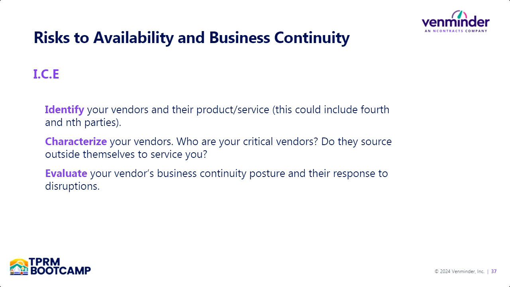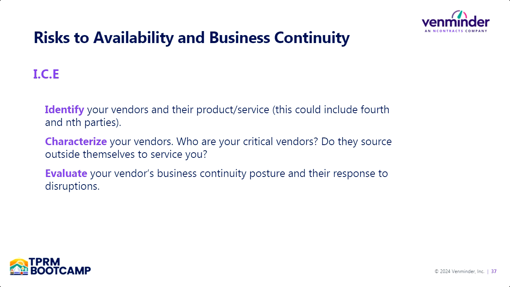So this is my own little acronym that I like to use when we're talking about availability and business continuity, when trying to figure out who do I need to really be looking at, and it's ICE. So identify your vendors and their product and service. This could also include your fourth and end parties, right? And then characterize those vendors. What are your critical vendors? Do they source outside themselves to service you? That kind of helps you identify any fourth parties that need to be in this process. And then, of course, evaluate your vendor's business continuity posture and their response to disruptions.